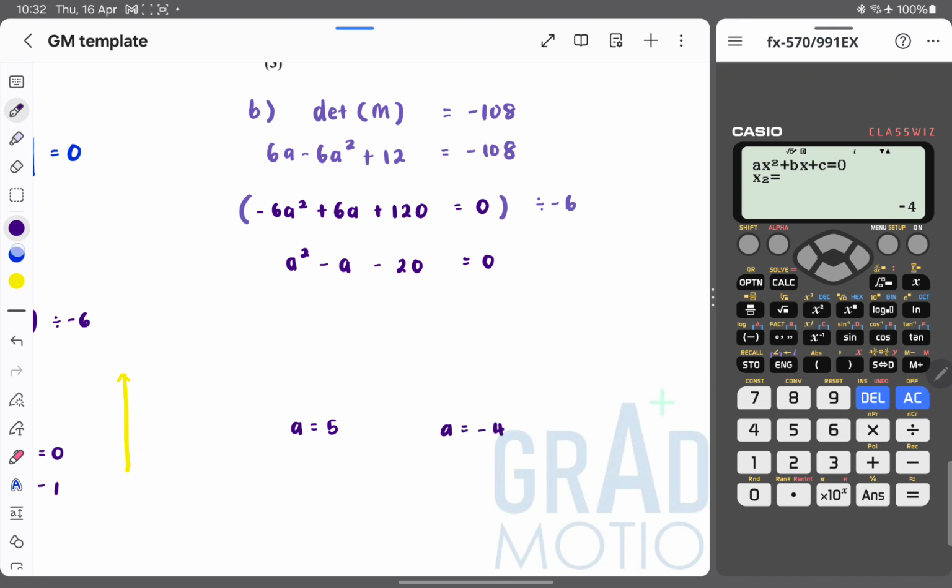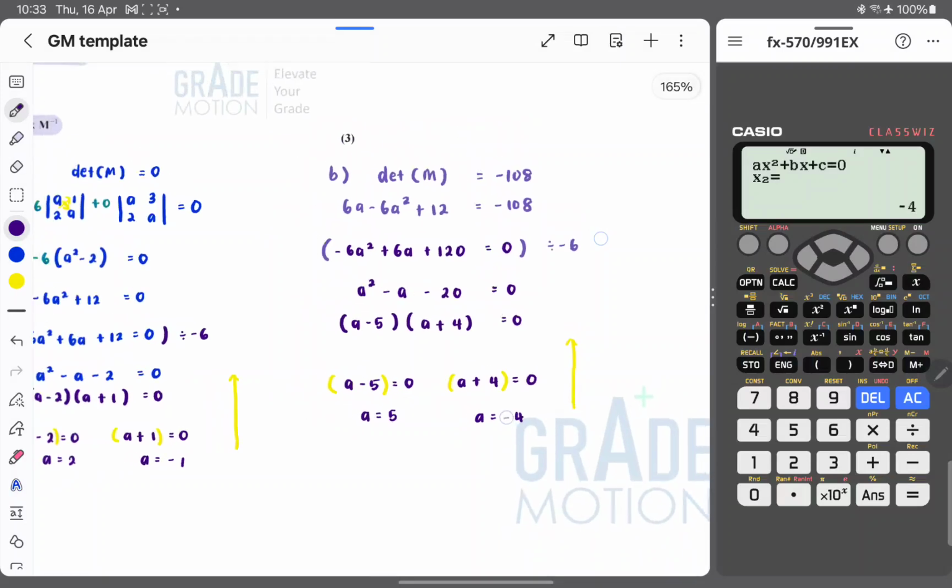We'll work our way up, just like what we did before this. We'll rearrange our equation such that it equates to 0. So here we have a minus 5 equal to 0, and this one will get a plus 4 equal to 0. These two are our factors. And then we can write it here: a minus 5, our first factor, and the second one would be a plus 4 equal to 0. Done.